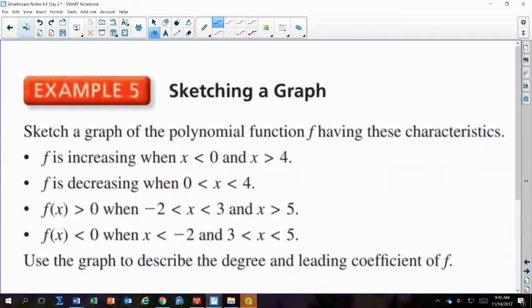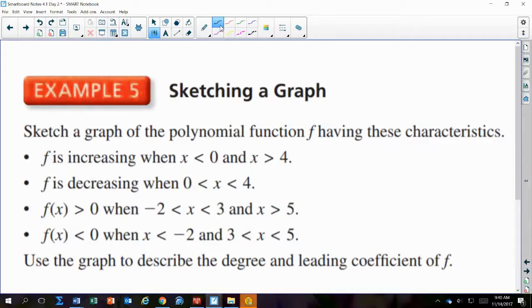Let's go ahead and move on to example 5. This is the last example we're going to do together today, and that'll be it. All right. It says sketching a graph. Sketch a graph with a polynomial function having these characteristics.